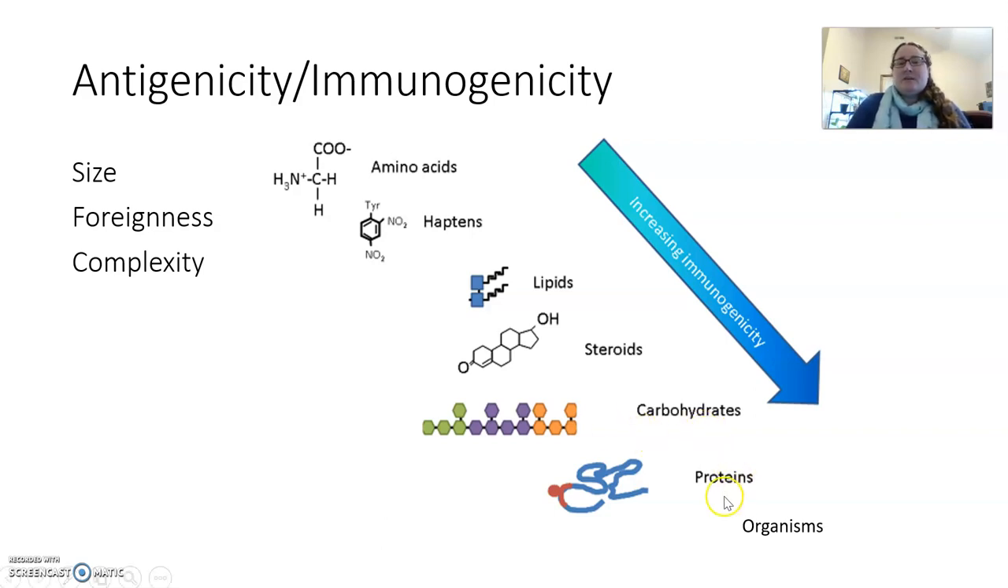Really where we're looking if we're trying to develop good immunity is proteins or whole organisms. So when we look at the ability to isolate specific proteins or specific organisms, that's where we would look for a vaccine target.